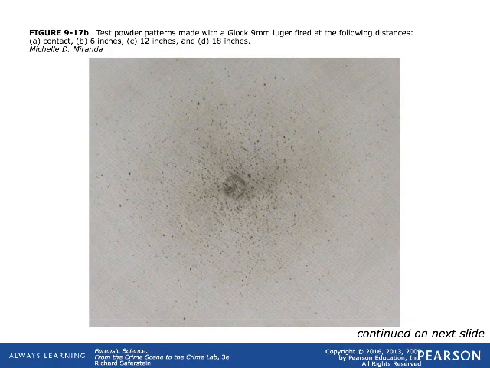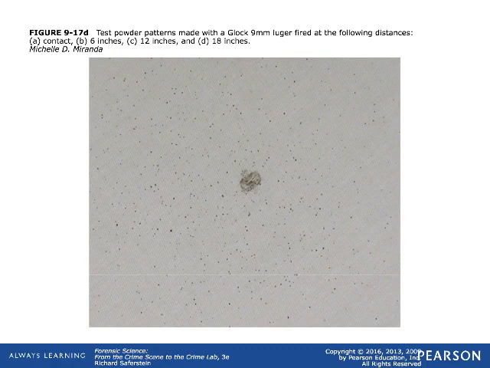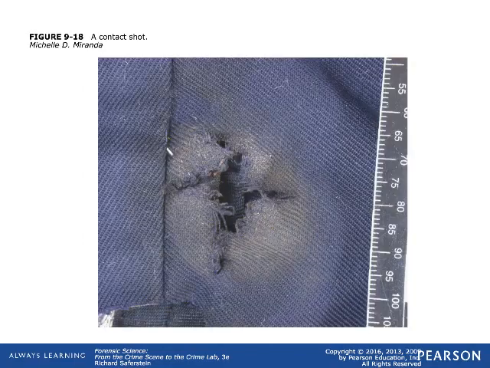the powder. At 12 inches, there's less powder around the hole. And then at 18 inches, there's just kind of random speckles. There's no circle or anything around the hole. Another contact on fiber, it really rips and it makes a star.